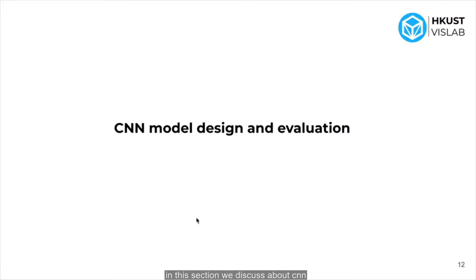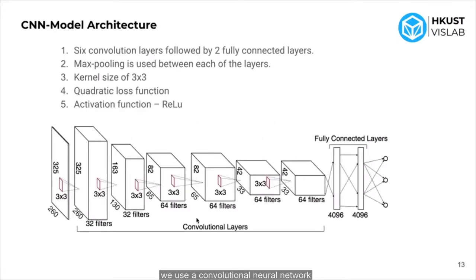In this section, we discuss CNN model design and evaluation. We use a convolutional neural network model architecture for this problem. 6 convolutional layers followed by 2 fully connected layers are being used. The input to the model is a 4-channel RGB image with red, blue, green, and depth being the parameters. Max pooling is used between each of these layers with a kernel size of 3x3. A quadratic loss function and ReLU activation function is used.